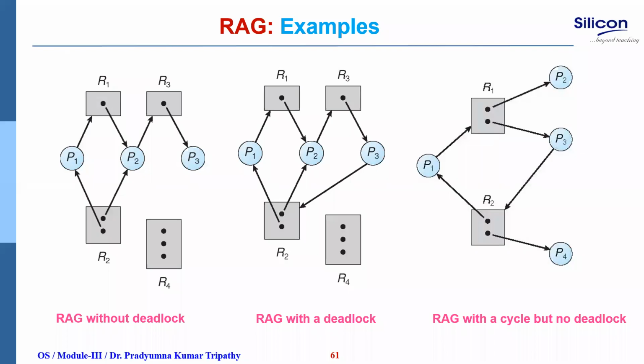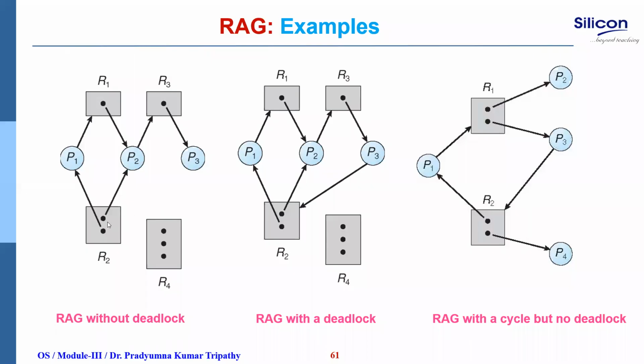Okay, so we'll continue with our previous class discussion about the resource allocation graph, RAG. There we have discussed that in a resource allocation graph, the processes and the resources become the vertices. Like you can see over here, P1, P2, P3 are the processes, and R1, R2, R3, R4 are the resources, and these become vertices.